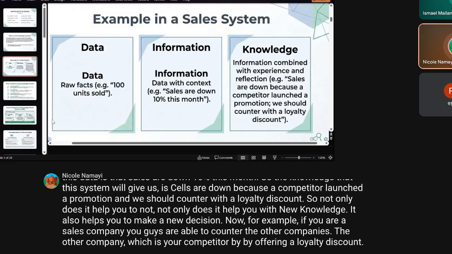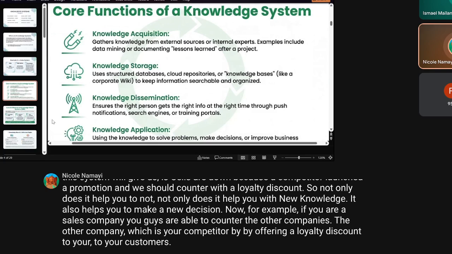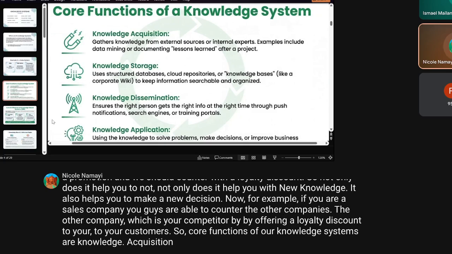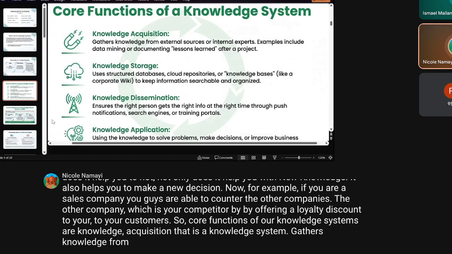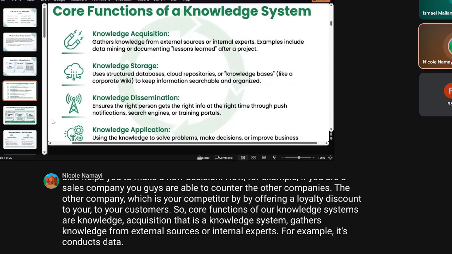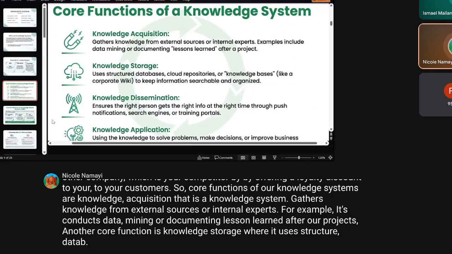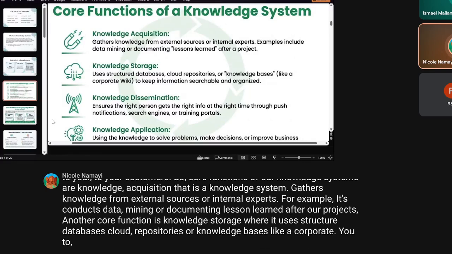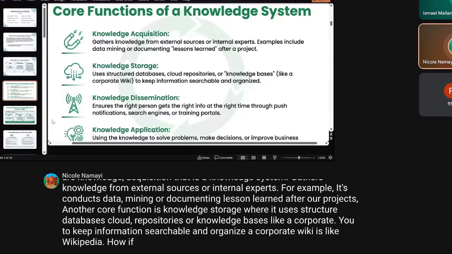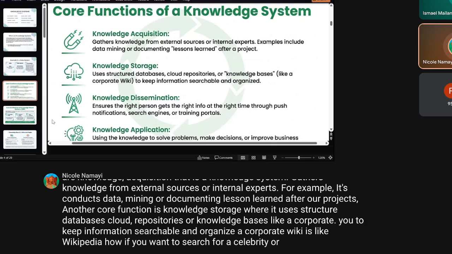So the core functions of knowledge systems are knowledge acquisition, that is, a knowledge system gathers knowledge from external sources or internal experts. For example, it conducts data mining or documents lessons learned after a project. Another core function is knowledge storage, where it uses structured databases, cloud repositories, or knowledge bases like a corporate wiki to keep information searchable and organized. A corporate wiki is like Wikipedia: if you want to search for a celebrity or whatever it is that you want to search for, you'll always find it in Wikipedia.